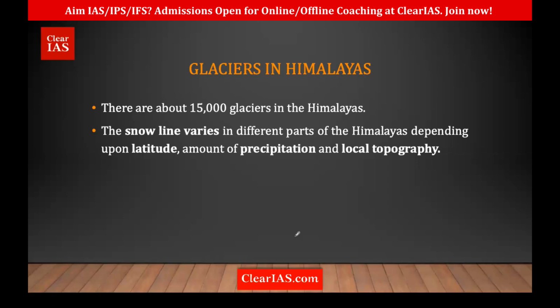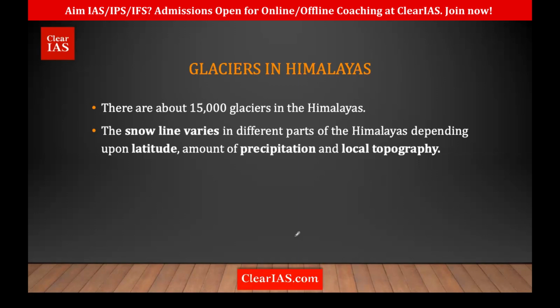And there is also a difference. What is the snow line? If we go on top of the mountain, the line where the snow starts is the snow line. And where the trees end, there is a point where all the trees end. That is the tree line, and after that it starts towards the snow line. Snow line varies in different parts of the Himalayas depending upon the latitude and amount of local precipitation.